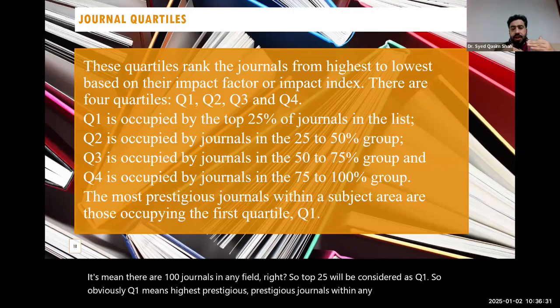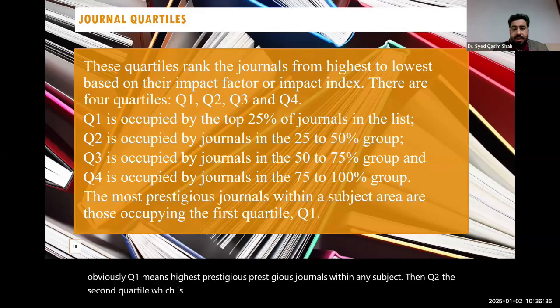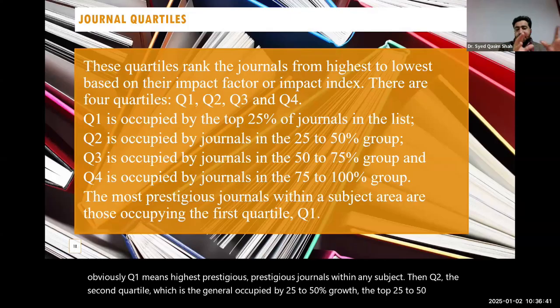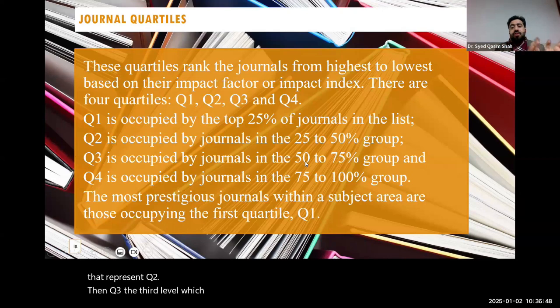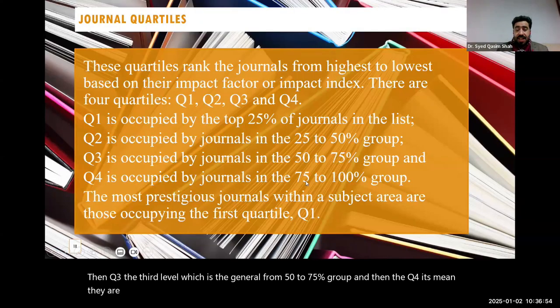Then Q2, the second quartile, is the journals occupied by the 25 to 50% group. Then Q3, the third level, is the journals from the 50 to 75% group, and then Q4 is the rest. They are within the subject area, right?